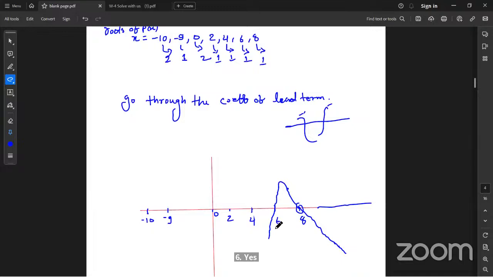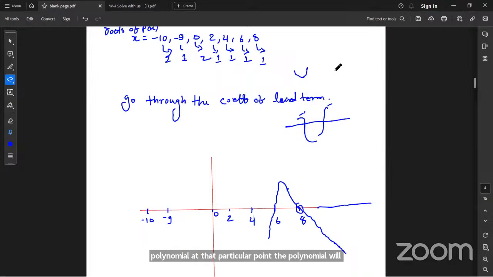Why should it go like that? Because the multiplicity is 1. We know that if the multiplicity is odd, then at that particular point the polynomial will behave like linear. If it is even, then it will behave like a parabola. Either it is upward or downward, it doesn't matter, it depends on the polynomial itself. Everyone understood this thing? Okay, so this polynomial will go like this.